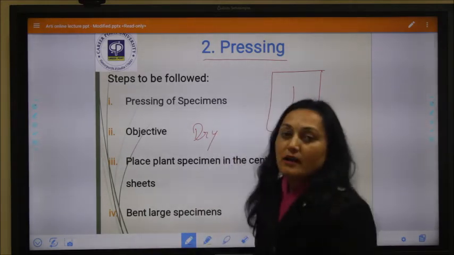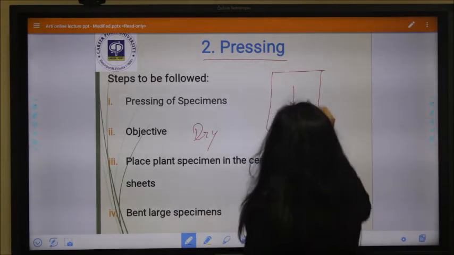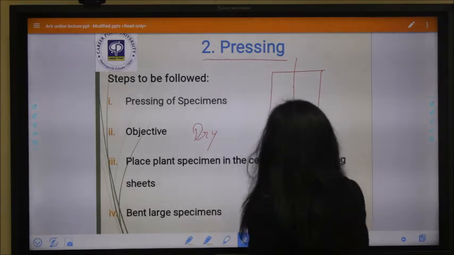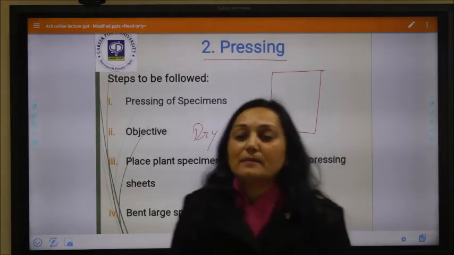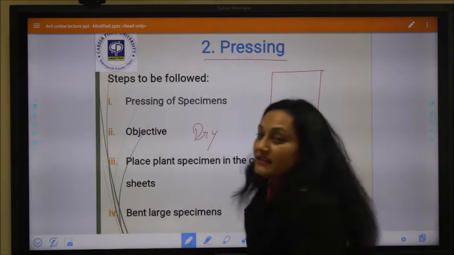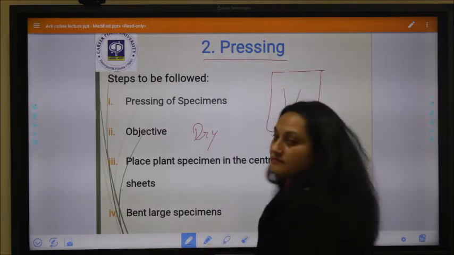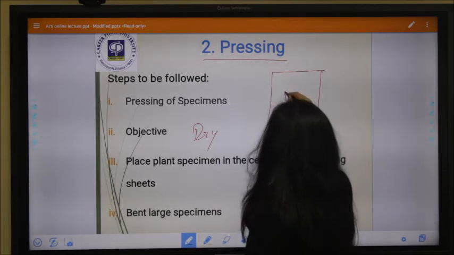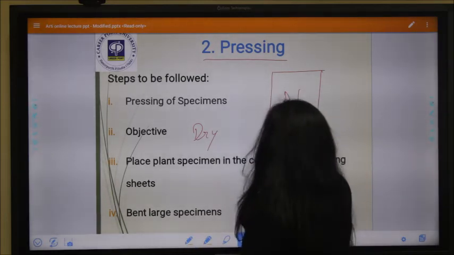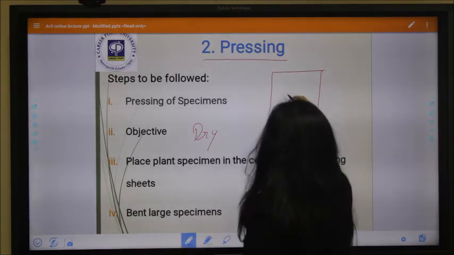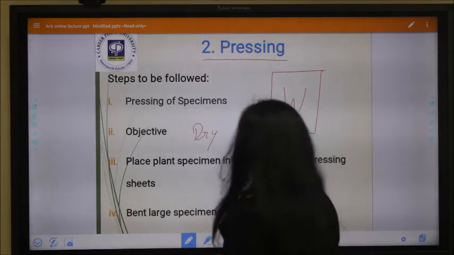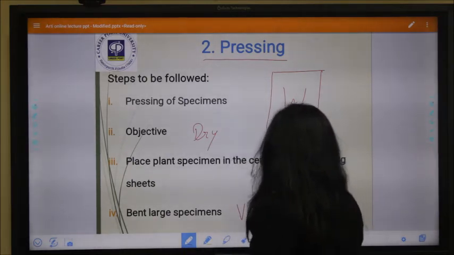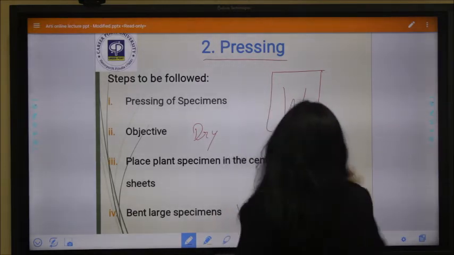And suppose your plant specimen is very large in size. In this case, what will you do? Bend the plant specimen in different shapes, such as V shape, or N shape, or W shape. So these are the three shapes, that is V, N and W. Bend your large specimen in different shapes such as V, N and W.